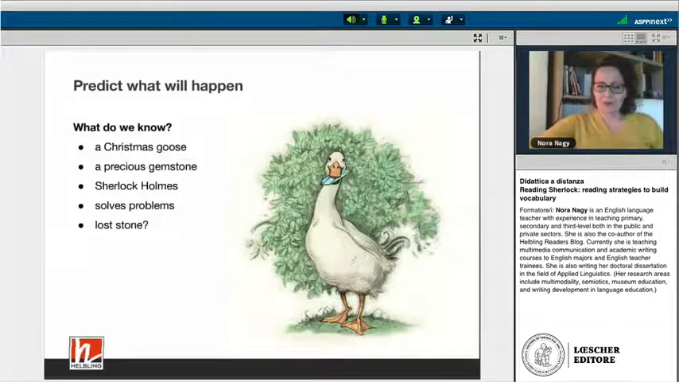So people can think about what might happen to the precious stone and the goose. This is why it's important to predict what will happen, because this will help you become interested in the story.